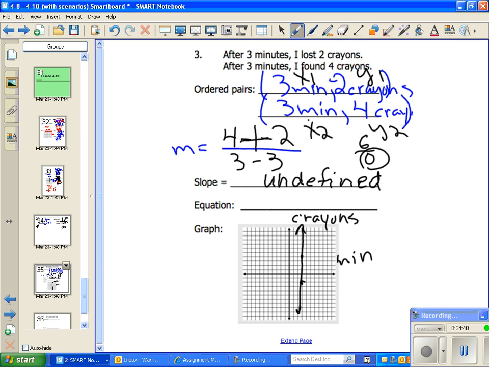Okay, what is the equation of that line? Paige? Very good. X equals 3. Okay, you can tell the equation. It goes through the x-axis at 3, or the other way is look at the ordered pair. Okay, what's always the same? The x's are always the same. The x's always equal 3. Okay, that's how you get your equation. Okay, questions on 3? All right, go to 4.